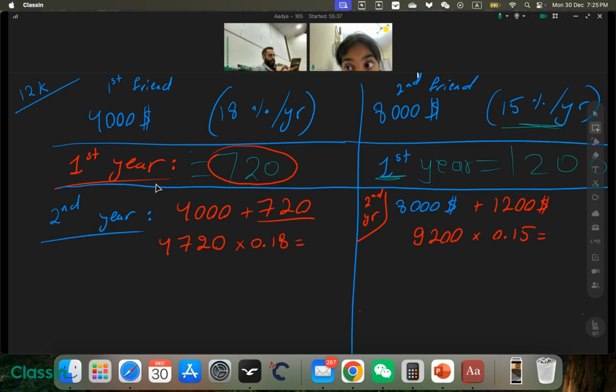4,720 times 0.18 is 849.6. And over here, 9,200 times 0.15 is 1,380. So in the second year, you're going to have to pay this. This is your interest for the second year. This is how much you're paying in interest, which you didn't pay, obviously.